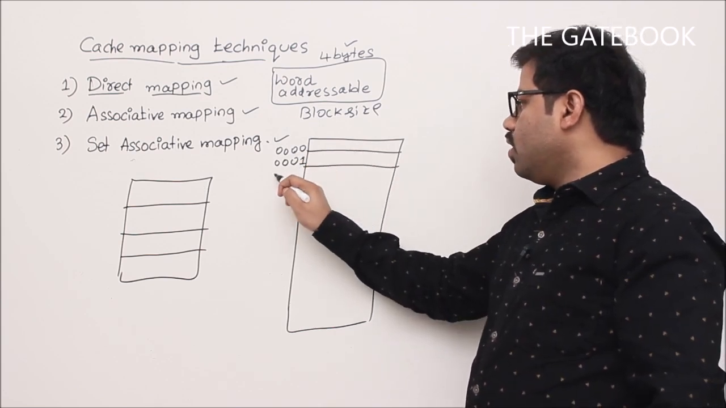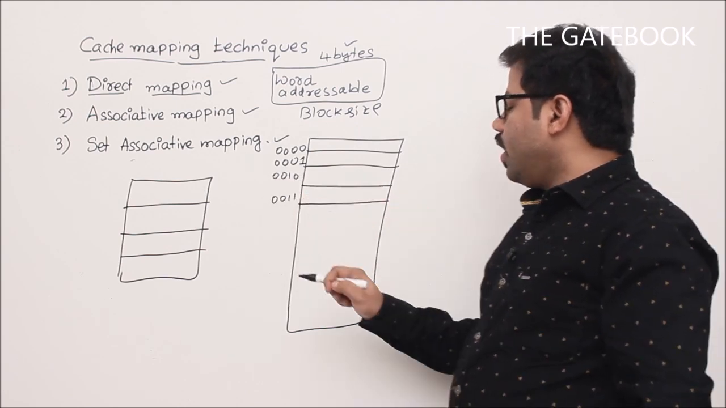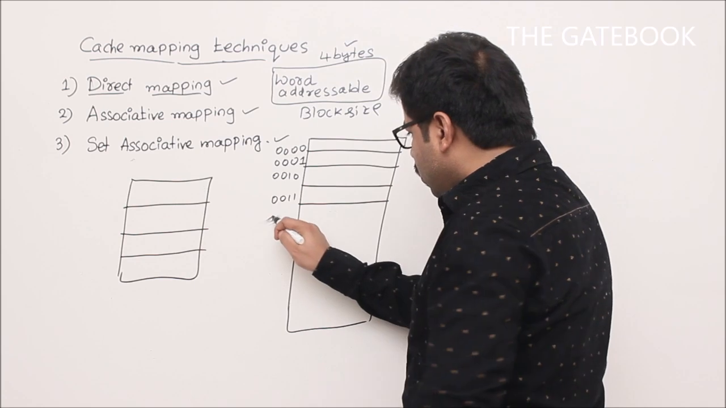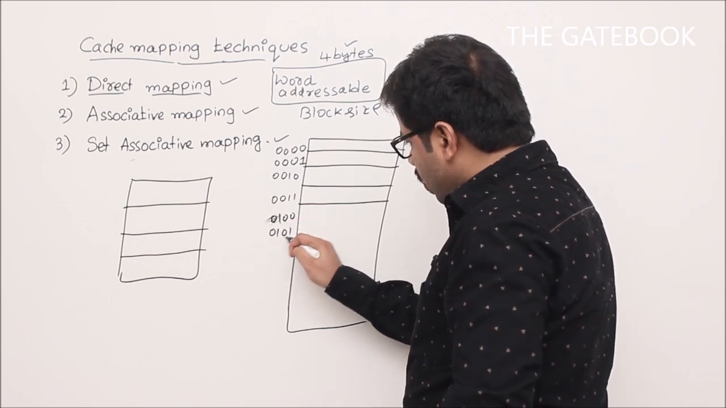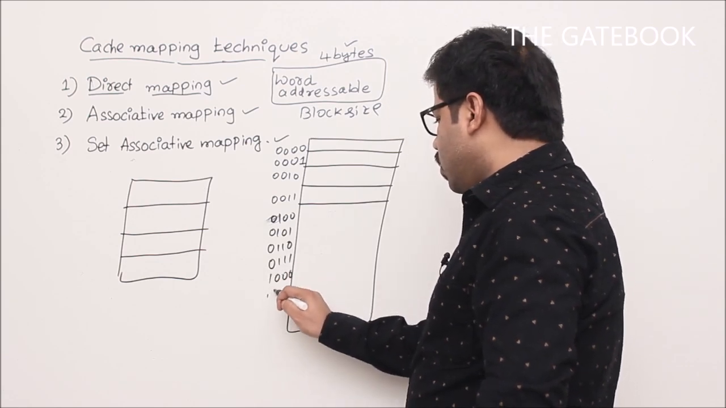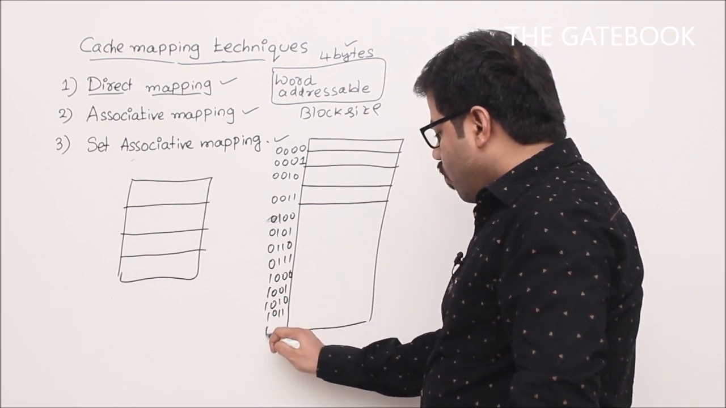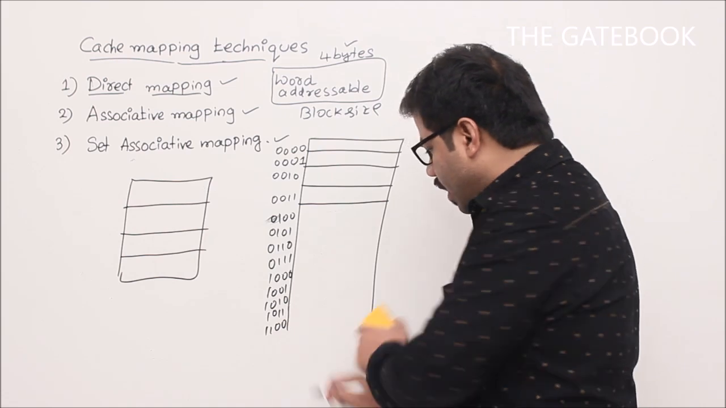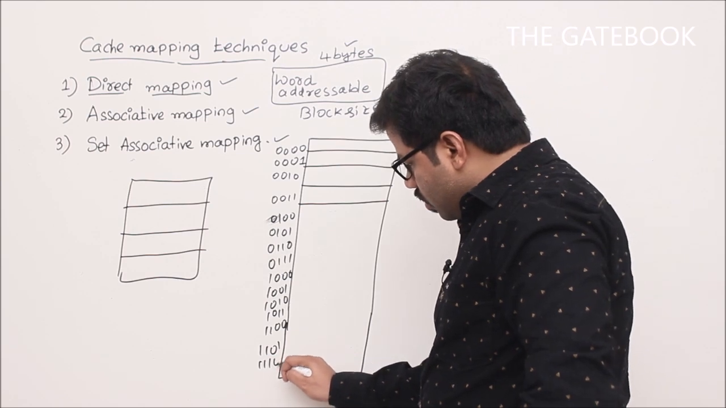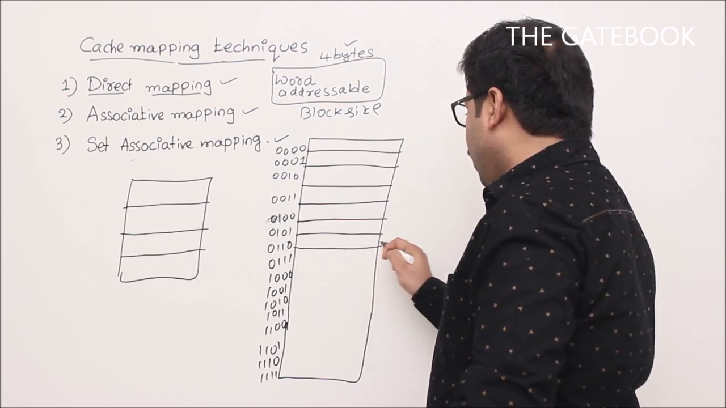That's why 0000, 0001, 0010, 0011, and so on, up to 1111. Okay, let us show those 16 locations. This is your main memory.